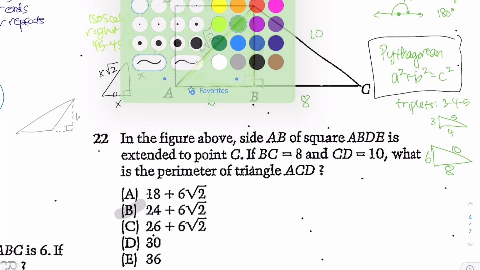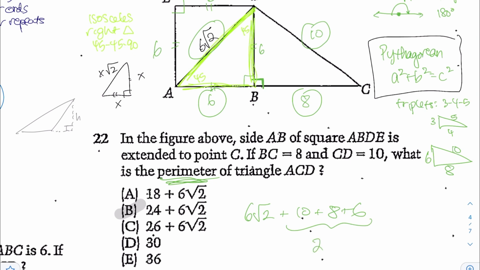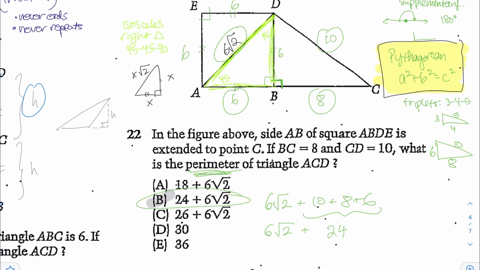So here, to get the perimeter, which is all the sides added up, for triangle ACD, you need 6 root 2 plus 10 plus 8 plus 6. And 10, 8, and 6 are like terms. They combine to form 24. So this turns into 6 root 2 plus 24, or choice B, 24 plus 6 root 2, just using the commutative property. So here the key was to use Pythagorean, which states that for all right triangles, a squared plus b squared is equal to c squared. And that's always true.